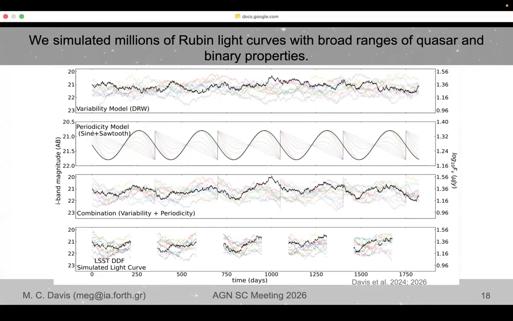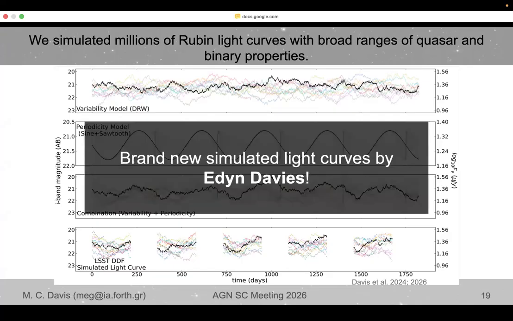With broad ranges of quasar and binary properties, you pick a variability model, you pick a periodicity model, combine them, and then simulate the LSST light curve by applying those observation cadences. Through my work, I also updated these to reflect the AGN number density expectations for Rubin, and quasar luminosity functions got injected as well. It's follow-up work. But we needed data.